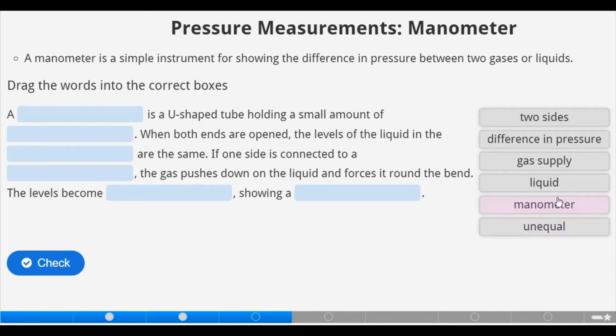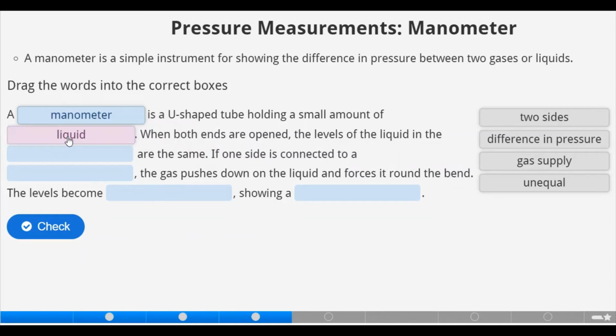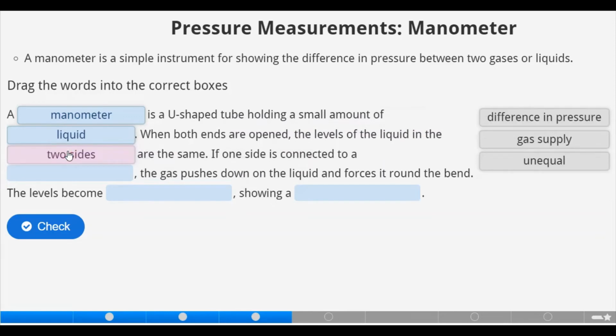A manometer is a U-shaped tube holding a small amount of liquid. When both ends are opened, the levels of the liquid in the two sides are the same. If one side is connected to a gas supply, can that be true? We'll check later. The gas pushes down on the liquid and forces it around the bend.